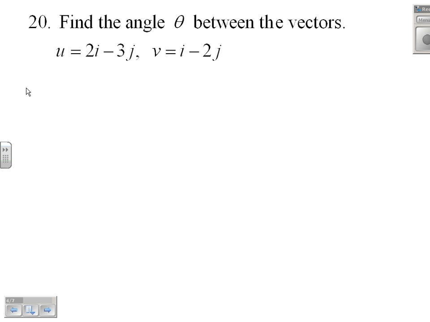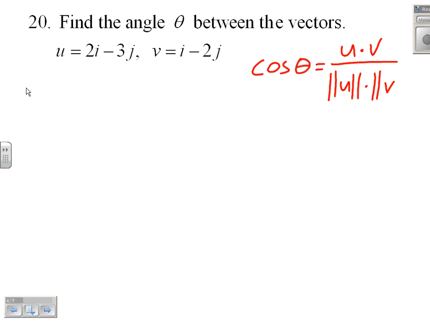Here's a great formula that utilizes dot products. It tells us the cosine of the angle between vectors is u dot v over magnitude u times magnitude v. We can find the angle between two vectors using that formula. It is a really simple formula, and in vector land this formula is basically the law of cosines. So let's go ahead and apply this.